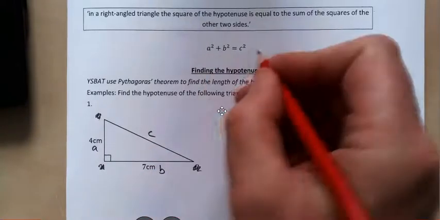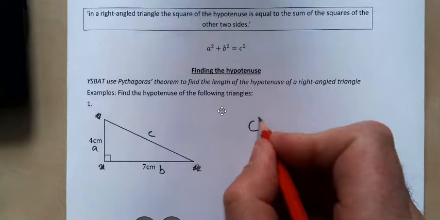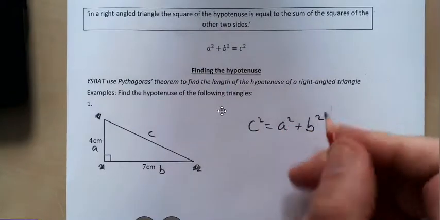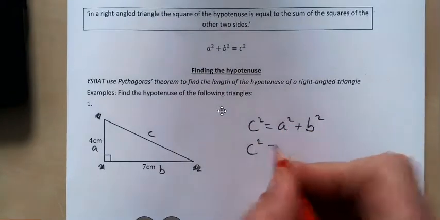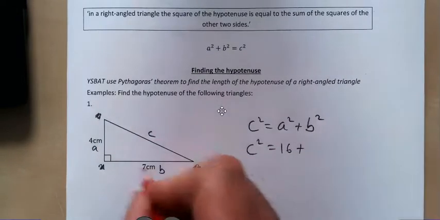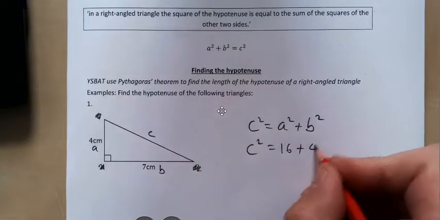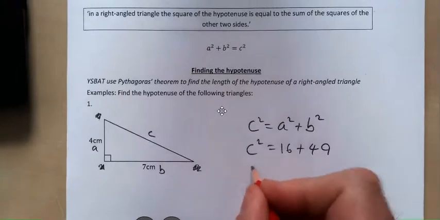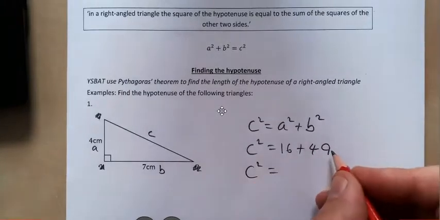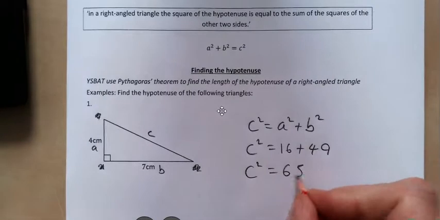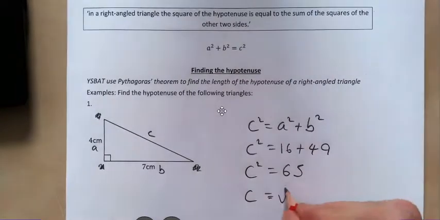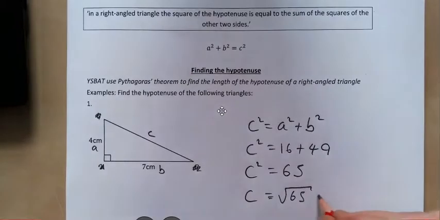Pythagoras' theorem, I'm just going to write it the other way around this time. C squared equals A squared plus B squared. C squared equals 4 squared, which is going to be 16, and 7 squared, which is going to be 49. So C squared: 16 plus 49 gives me 65. C, then, if we want to work it out, is going to be the square root of 65.